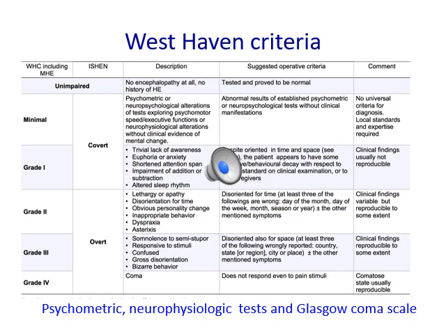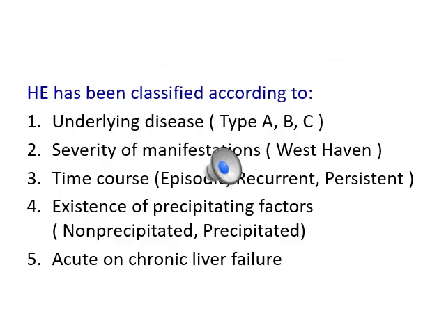Hepatic encephalopathy, as we said, can be classified according to the underlying disease into type A, B, and C. Severity of manifestation according to West Haven criteria, according to the time course into episodic, recurrent, and persistent. Existence of precipitating factors including non-precipitated and precipitated hepatic encephalopathy, acute on chronic liver failure.